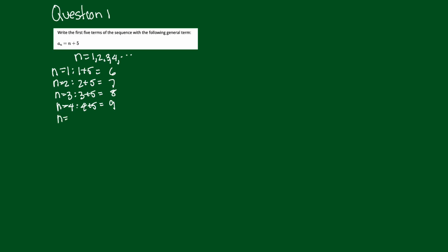And finally, when n is 5, because I want the first 5 terms, I get 5 plus 5 is equal to 10. So here are the first 5 terms. I would probably write it like this: 6, 7, 8, 9, and 10.